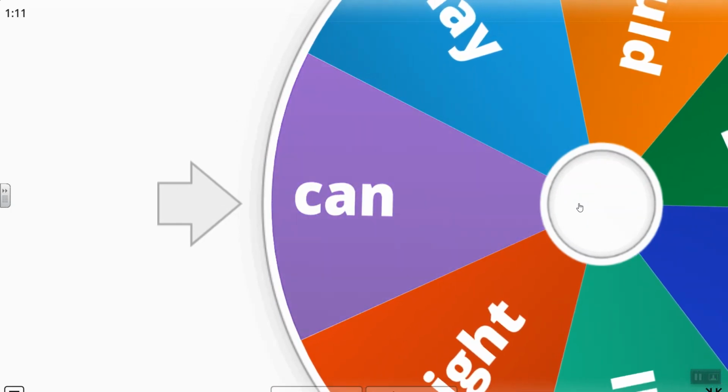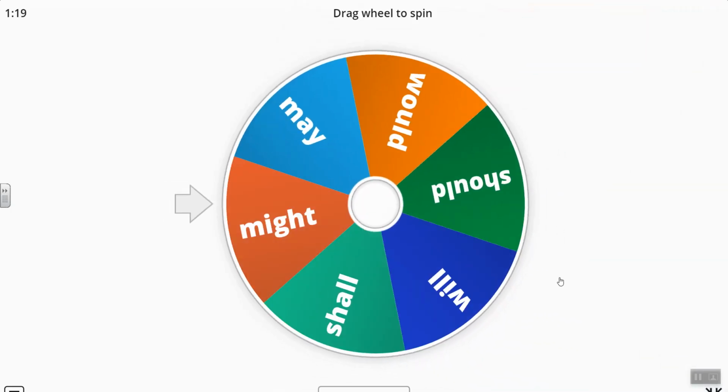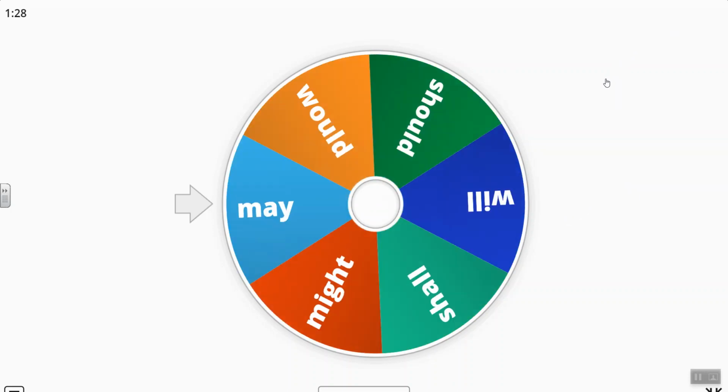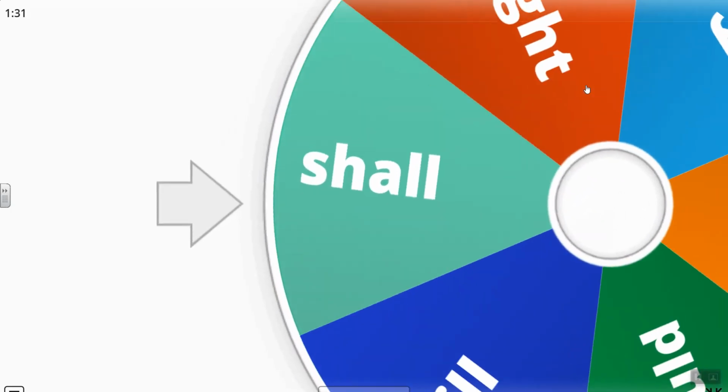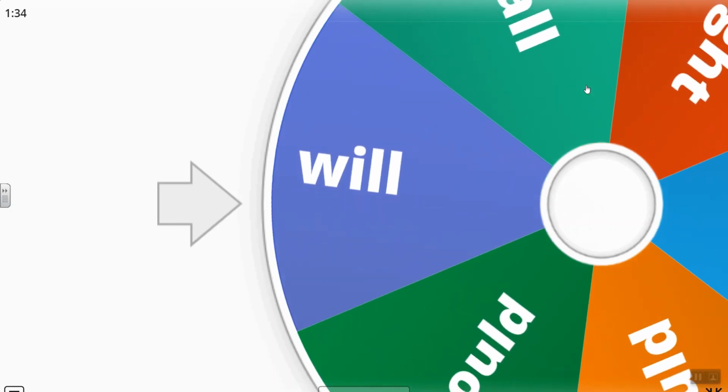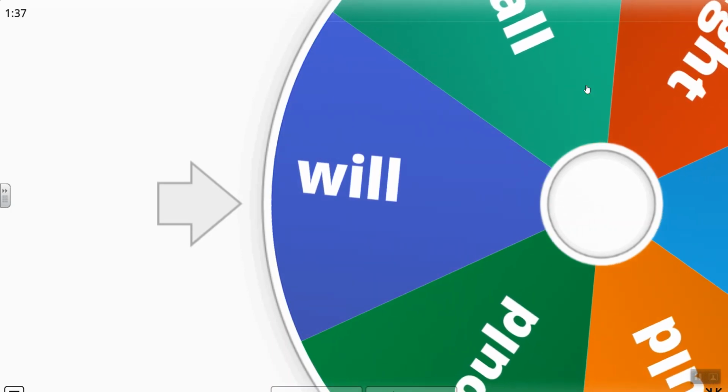Your next sentence must include the modal verb can. Pause the video and have a go. Okay, we're going to spin for our last sentence. Here we go. Your last sentence must include the word will, the modal verb will. Pause the video and have a go. Don't forget to read back your 4 sentences.